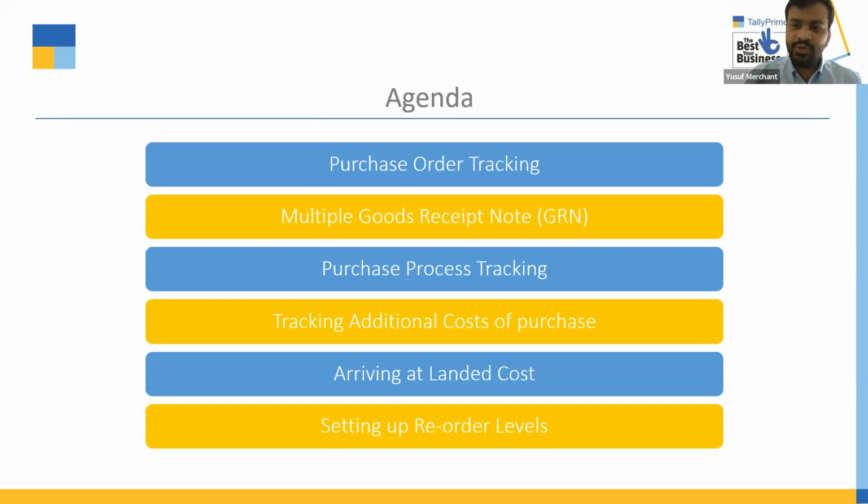Once that is accepted and approved by email, you start sending or receiving the goods, which is called a goods receipt note or a delivery note. Based on the delivery note and the purchase order, you get a purchase invoice or sales invoice. Over and above this, when you import or export a product, you add additional cost on the purchase and increase the cost of your product, and that gives you proper landing costs. I'll show you that as well, and setting up reorder levels.